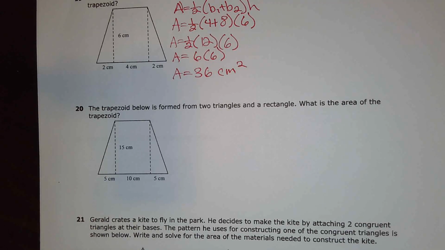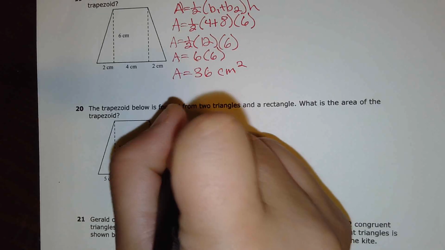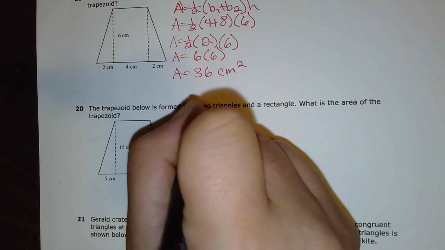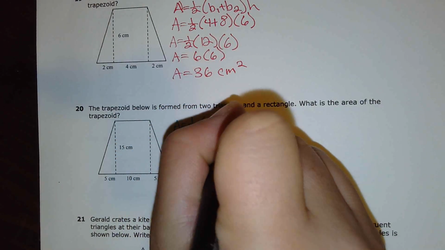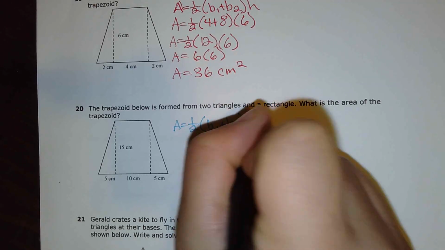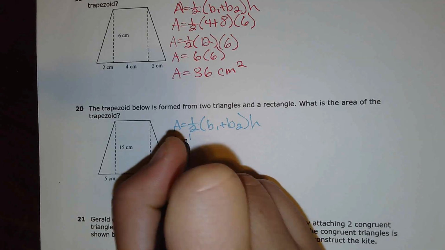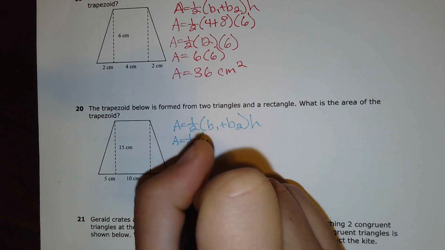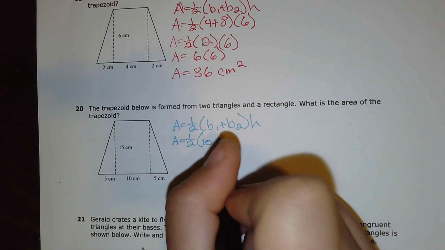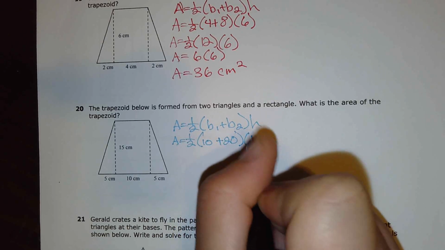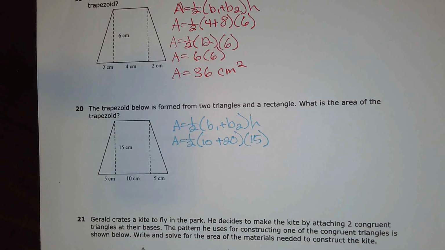Number 20 says the trapezoid below, and so on. What is the area of the trapezoid? Okay. Area is equal to 1/2 times base 1 plus base 2 times your height. Okay. Keep our 1/2. Base 1 is 10. Base 2 is 20. And our height is 15.